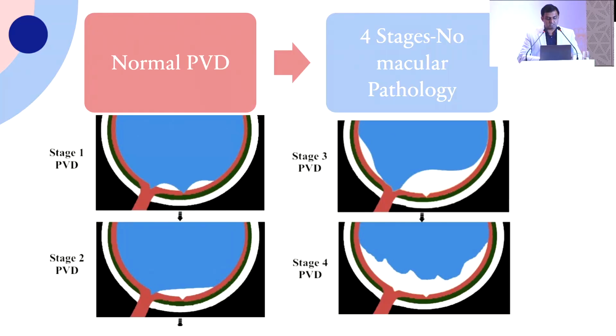Stage 2 is, can we have the laser? No, I'll use it here. Stage 2 is the vitreofoveal separation with a macular PVD. Stage 3, what you can see here is the vitreous detachment from the macula and the mid-peripheral retina with a residual vitreopapillary attachment, and stage 4 is the complete PVD.